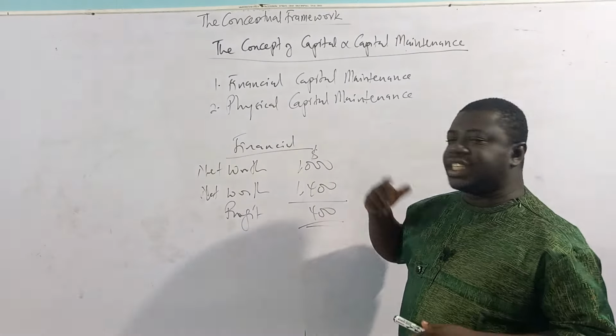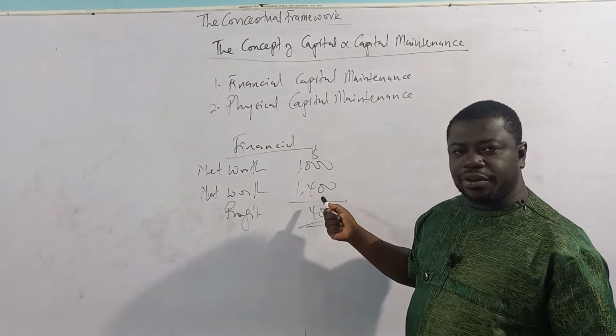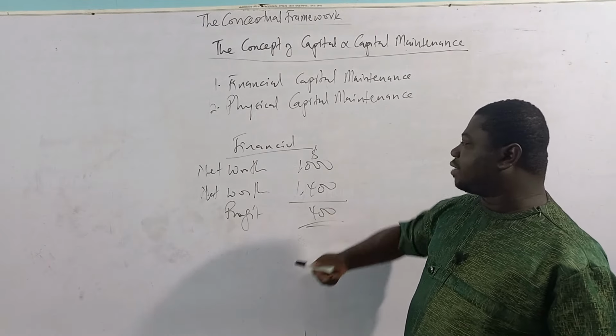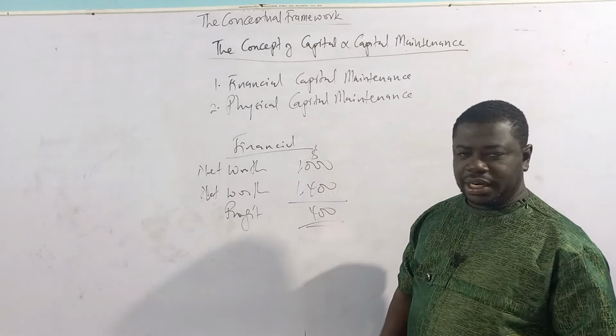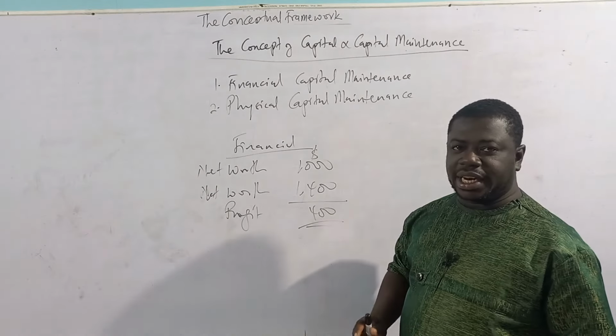We are saying that profit is earned if the value of the firm at the end of the year, financially, is more than the value at the beginning. Then you have added something, that is profit. That is the financial capital maintenance ideology.